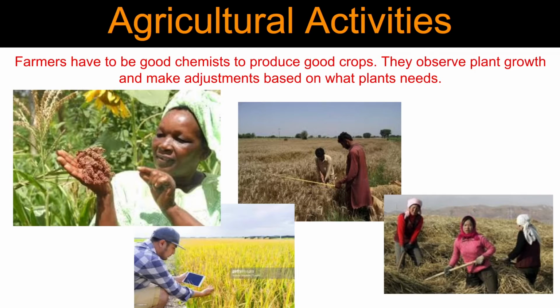We pollute the environment. So we need to focus on a few things today so that you'll know how to do your project in this unit. And the first thing is agricultural activities. Farmers have to be good chemists to produce good crops.